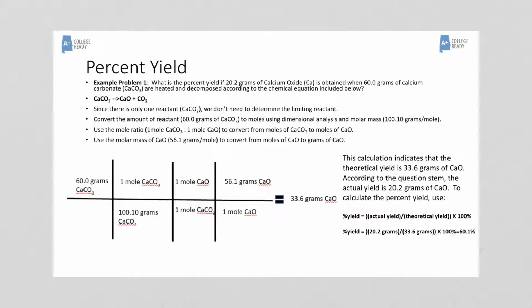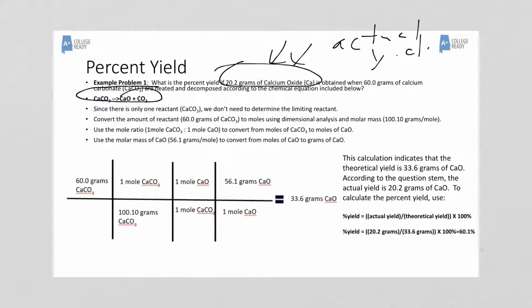So let's look at a problem. What's the percent yield if 20.2 grams of calcium oxide is obtained when 60 grams of calcium carbonate are heated and decomposed according to the chemical equation included below. So here's our balanced equation. We're making 20.2 grams. So that's going to be our actual yield. That's how much we actually got when we did this experiment.